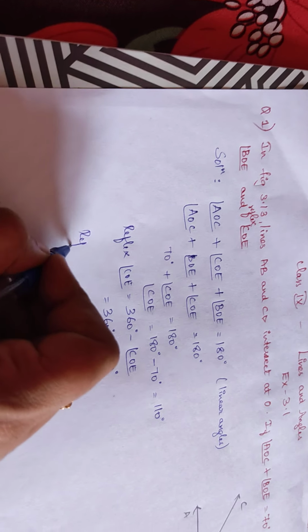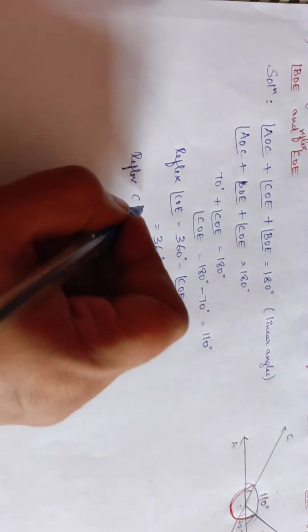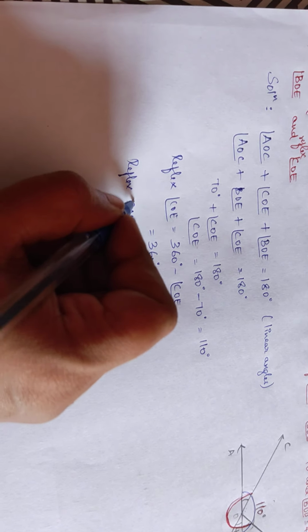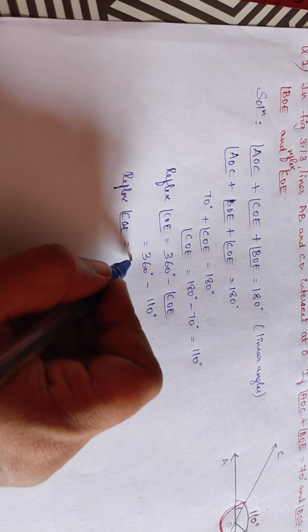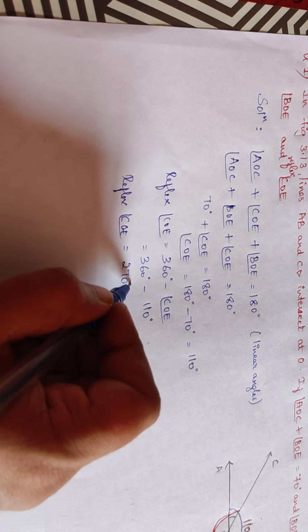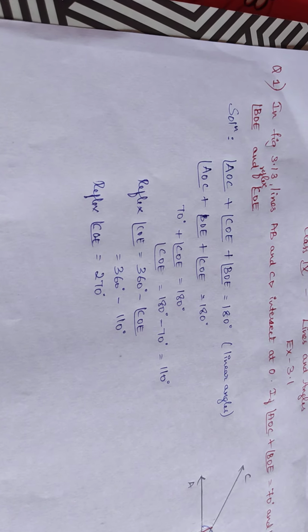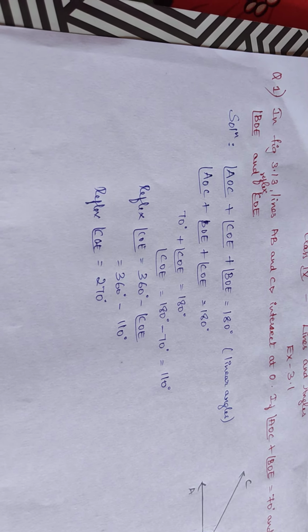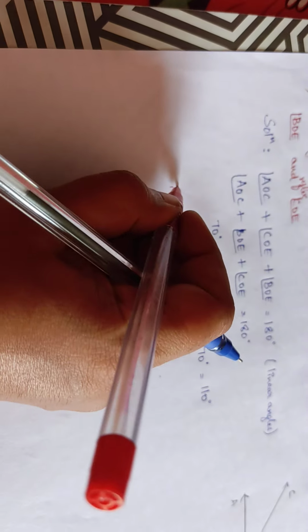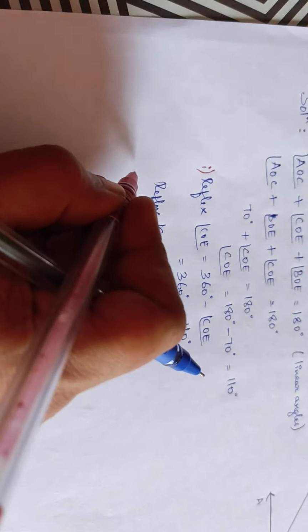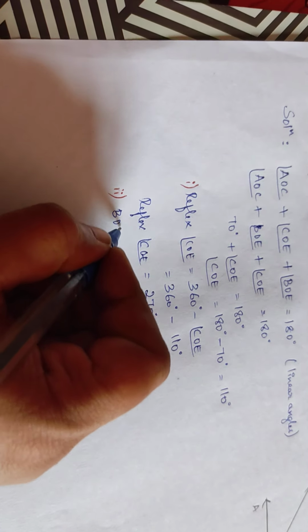So we get reflex COE is equal to, how much is 360 minus 110? Yes, it is 270 degrees. This is one part of the answer, where we have got reflex COE. Now we will find what angle BOE is.